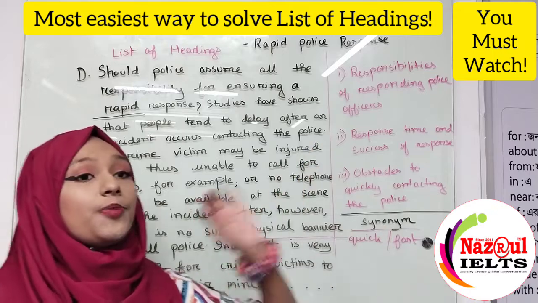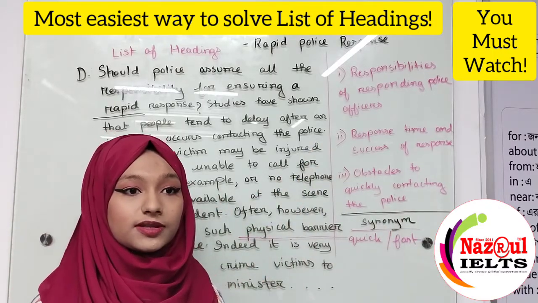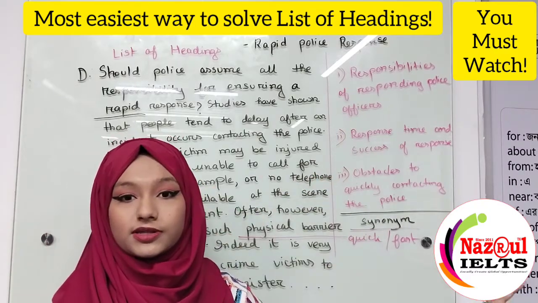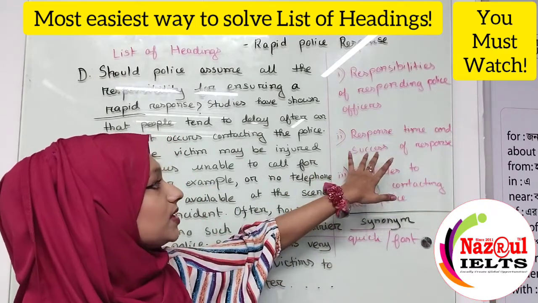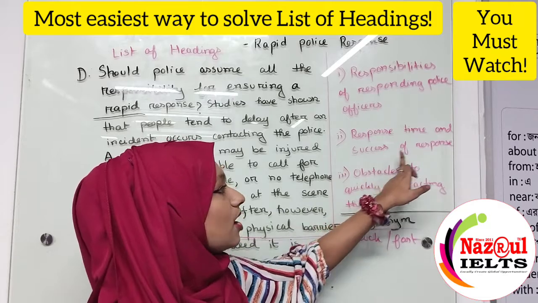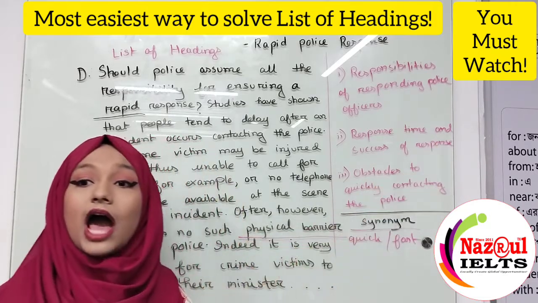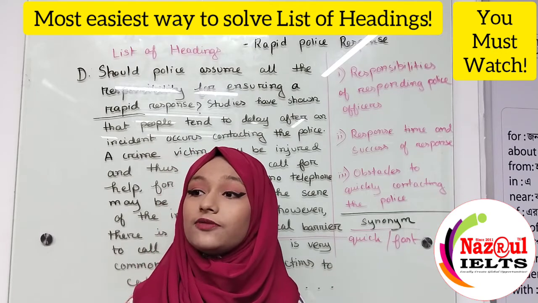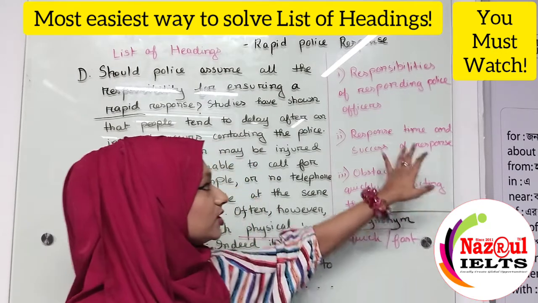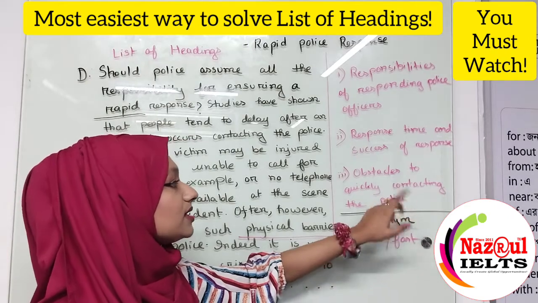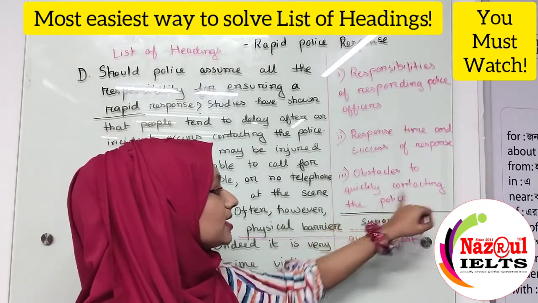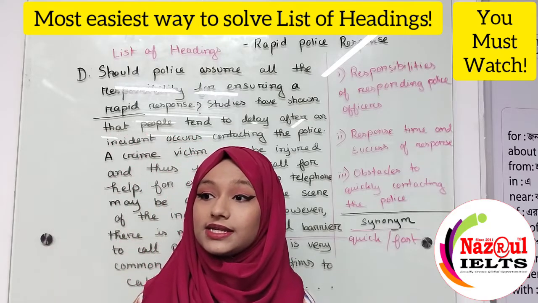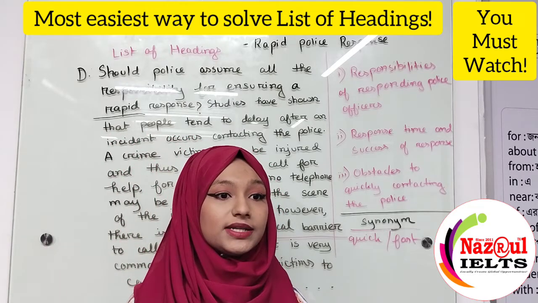Responsibilities of responding to police officers. So they're talking about responding to the police officers, right? Next one is response time and success of response. It's how the police are going to respond fast to the victim's call. And the third one is obstacles to quickly contacting the police, right?